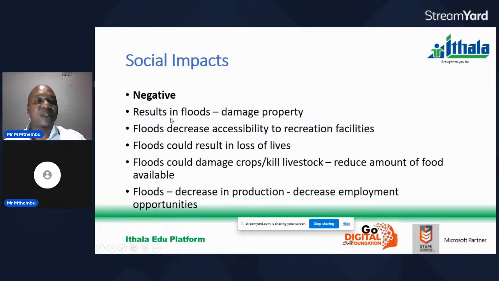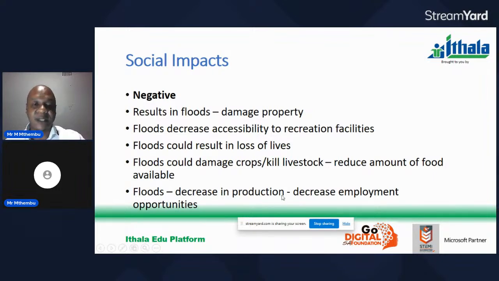Mid-latitude cyclone, more rains will result in floods, which will lead to damage to properties. Floods decrease accessibility to recreational facilities. Floods could result in loss of lives because people can be washed away and then end up losing their lives. Floods could damage crops, kill livestock, reduce amount of food that will be available. So there will be food insecurity.